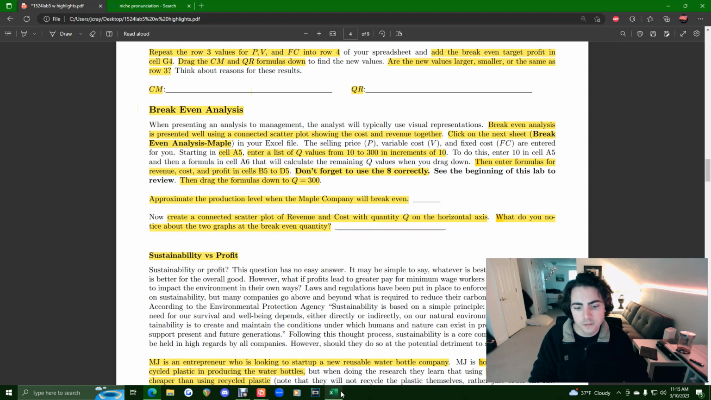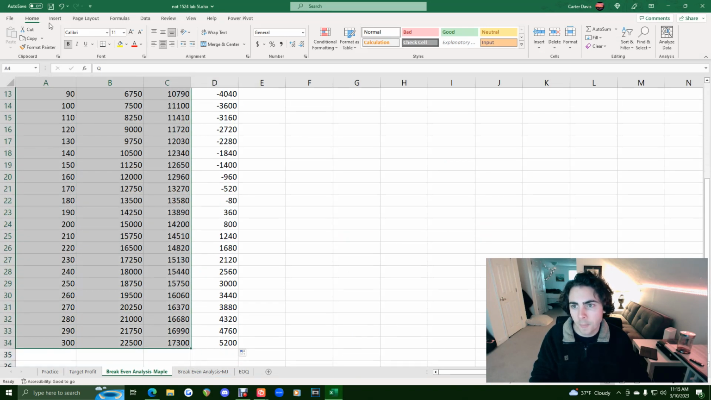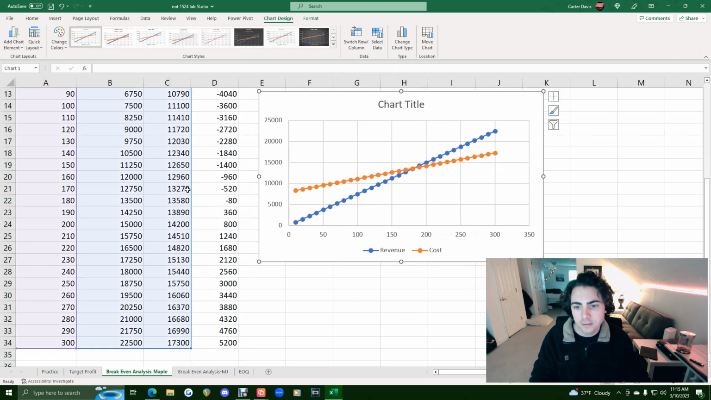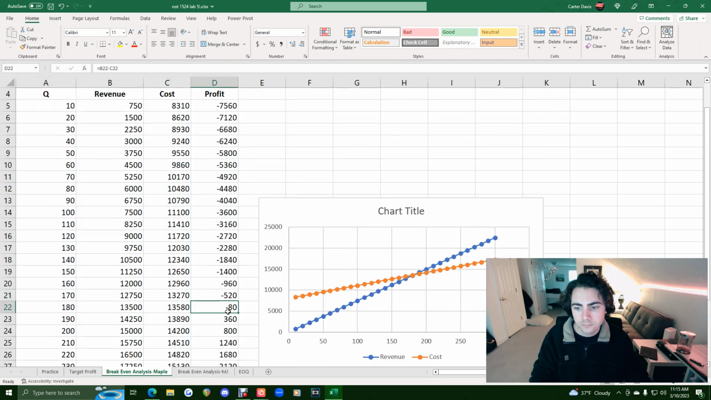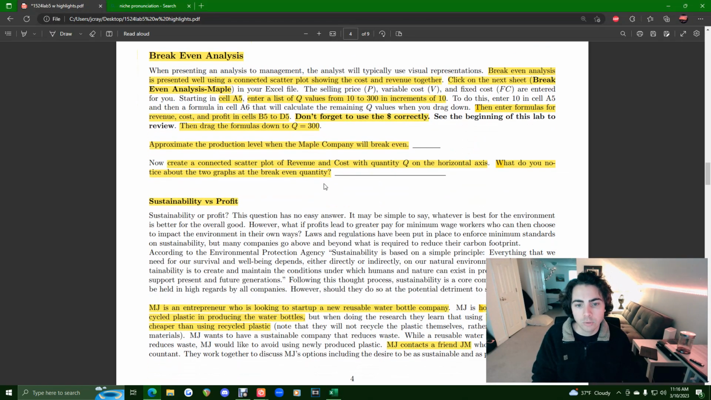What do you notice about the two graphs at the break even? Quantity. So highlighting quantity, revenue, and costs all at the same time. Insert scatter plot, connected plot, and we know that at the quantity, I think I said the quantity was 182, right? Hopefully I didn't say 282. I don't remember. 182 should be about our break-even point, and you can tell at about 180, 182, the revenue and cost intersect, and that's exactly what they said. The revenue and cost are equal whenever you break even, because that's another way of describing profit equal to 0.